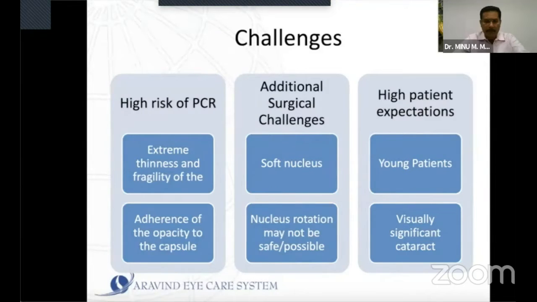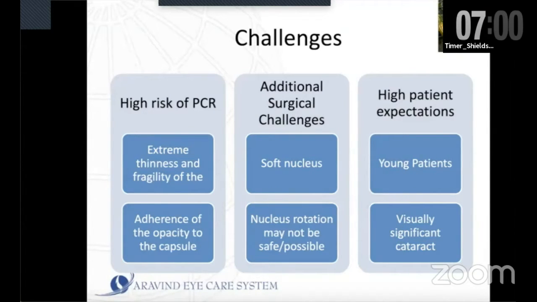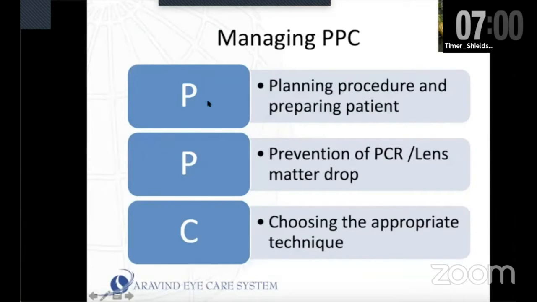The other important challenge is many of these patients are visually disabled at a very young age, so they are in their productive lifetime. So you have to be very careful in doing surgery without any complication. I would like to say PPC like this: planning the procedure and preparing the patient, telling them the risk, preventing a PCR or if possible a lens drop, and choosing the appropriate technique. If there is a very dense cataract, I prefer to do a small incision cataract surgery rather than even a phaco in some of these posterior polar cataracts.